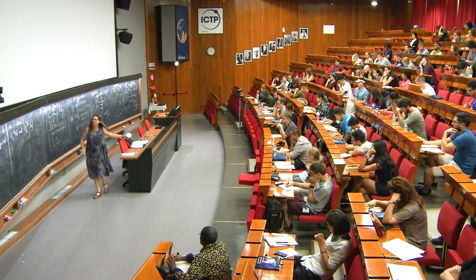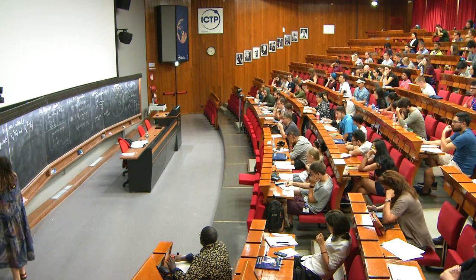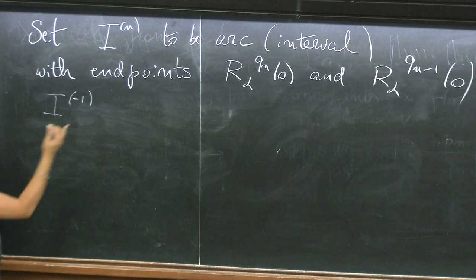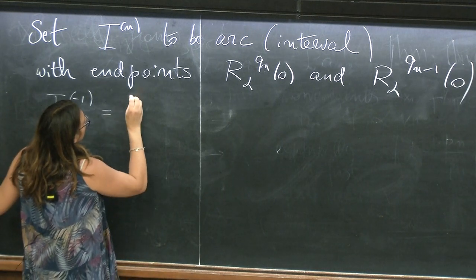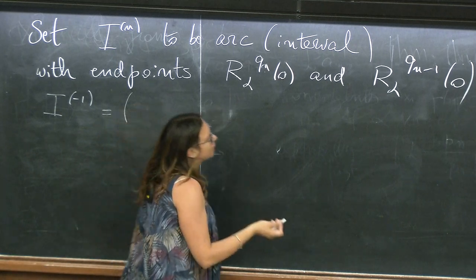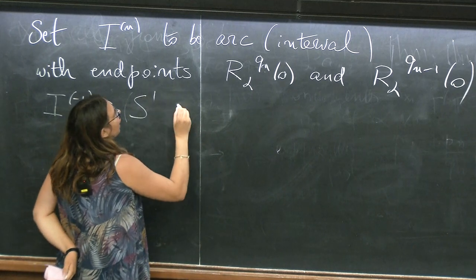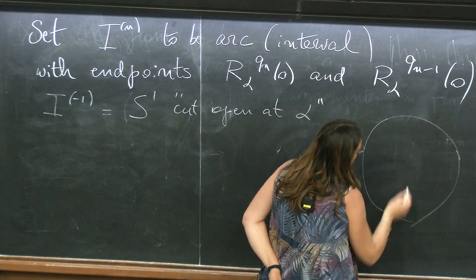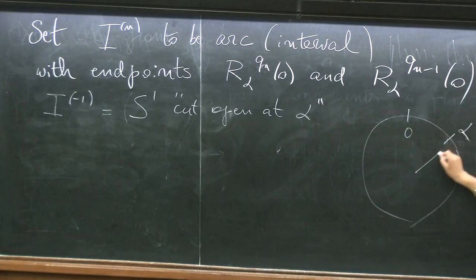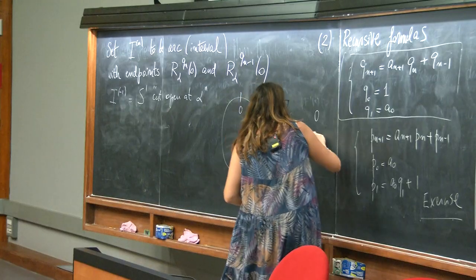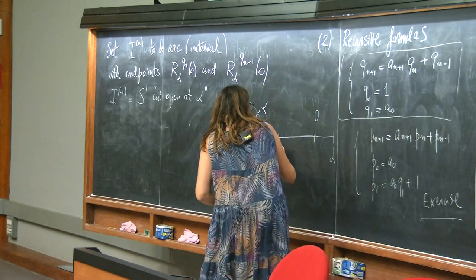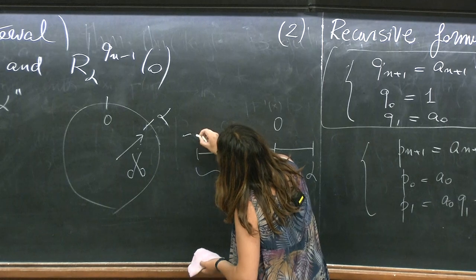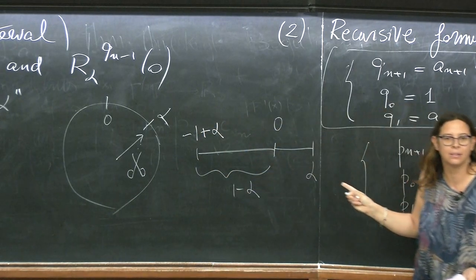But before doing that, let me make a convention and an easy remark. By convention, I'm going to decide that I minus 1, which is not defined here, I'll take to be basically the whole circle. Let me write it like this: it's S1 cut open at alpha. So if I have my whole circle, this is 0, this is alpha. I'm going to take my pair of scissors and cut it open at alpha. So I can draw a little scissors. And so the interval looks like this. It contains 0. And here it's alpha. And the length of this part is 1 minus alpha, so this point is minus 1 plus alpha. This is my starting interval.